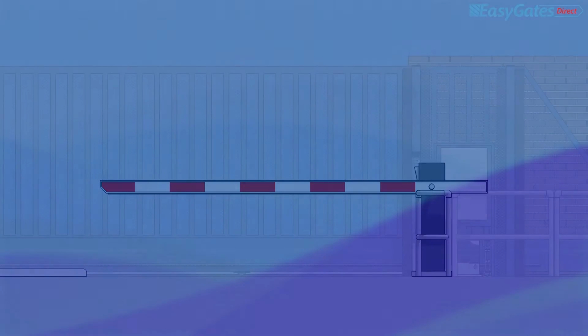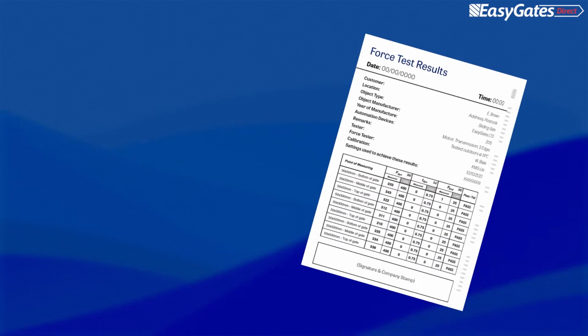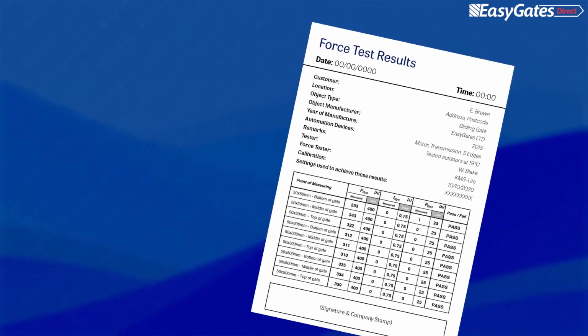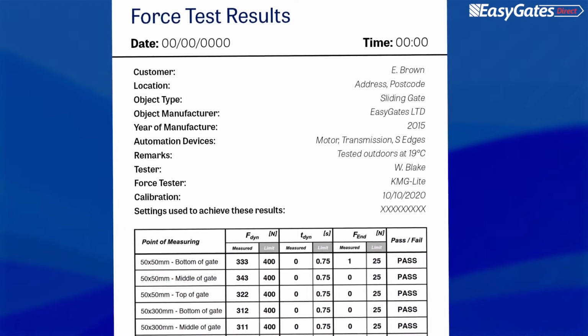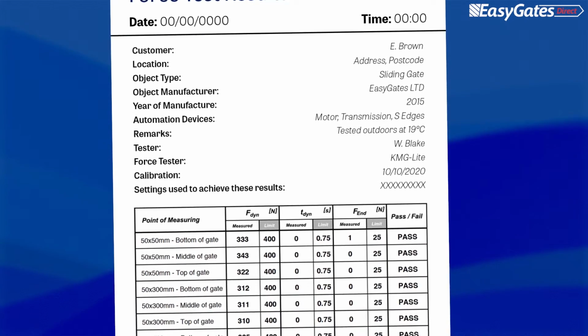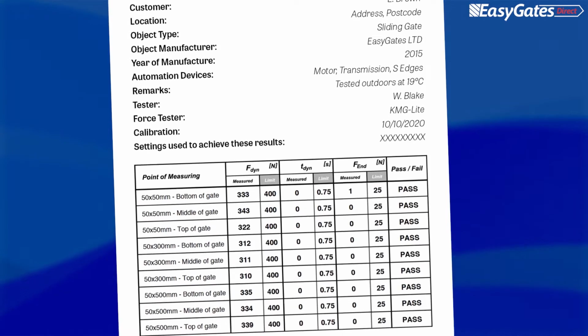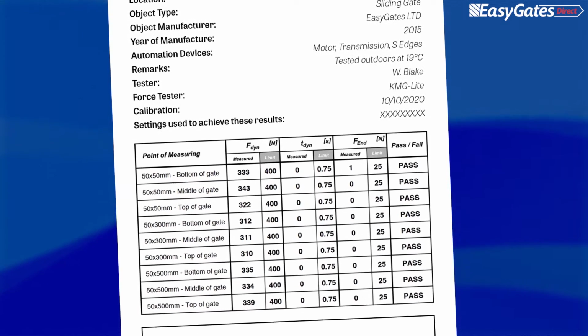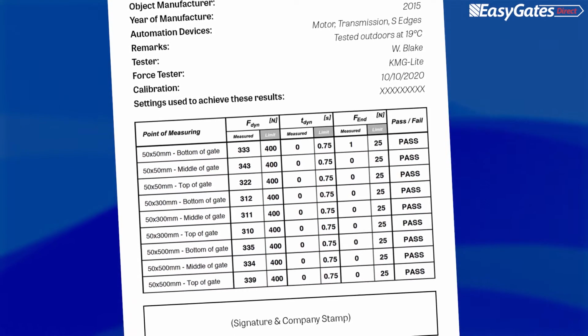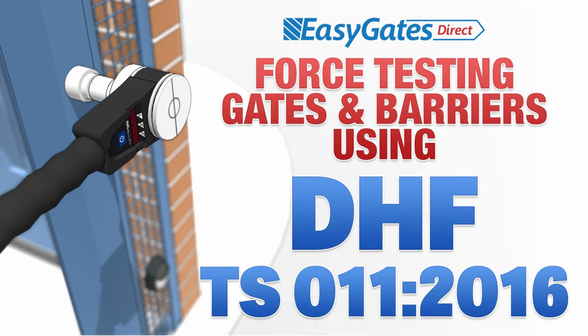Following completion of these tests on any type of gate, it is recommended to create a report or document presenting the values recorded, along with the location and details of the customer's gate, date and time, and conditions that the tests were carried out under. This information is vital to demonstrate compliance and provides written evidence that the gate was safe on the date of testing.